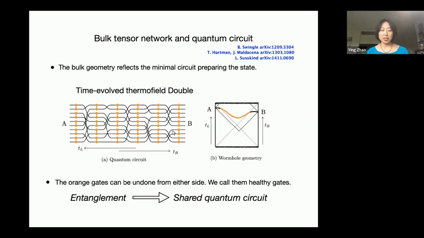It's only meaningful when you have subsystems A and B together. Correspondingly, we see that the part of the wormhole that's getting longer is actually in this future interior. It's a well-known fact that this is outside the entanglement wedge of A and also outside the entanglement wedge of B. So we see that once you have entanglement, you can have a shared quantum circuit. The rough idea is that this shared quantum circuit gives you a stage on which the two signals can interact.